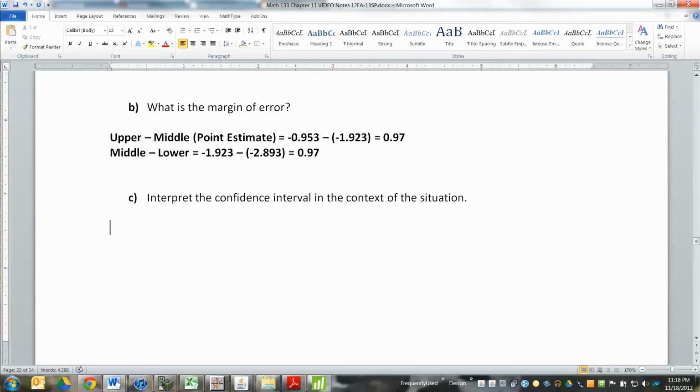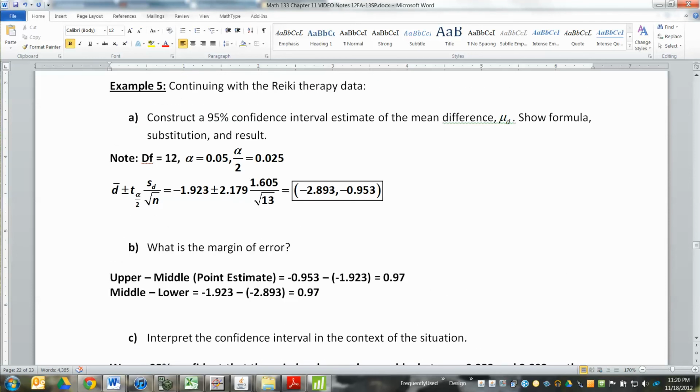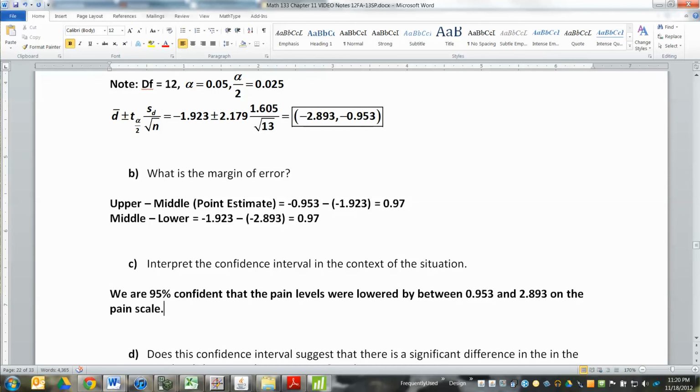All right, now interpret the confidence interval. We are, oh, let me pause you. I'll be right back and type this up. All right, we are 95% confident that the pain levels were lowered by between, and again, the negative part didn't really matter. The negative was just because of the way we set up the differences to be after minus before. If you had done before minus after, these would have ended up being positive, right? So you can kind of ignore the negatives for the interpretation part and just say, we think the pain levels were lowered between 0.953 and 2.893 on the pain scale.